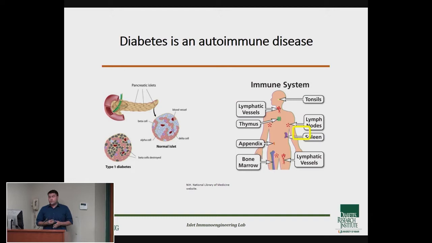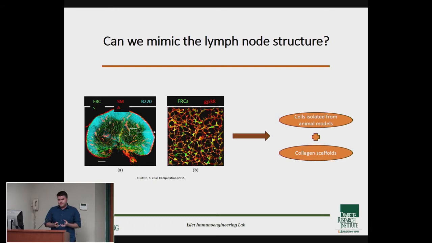The lymph node has a really standard structure, and inside it, there's a group of cells that form this network, or reticulum, called fibroblastic reticular cells. It has been shown that these cells are affected not only in type 1 diabetes, but also in other autoimmune diseases like rheumatoid arthritis. The issue with studying these cells, specifically in type 1 diabetes, is that we can't just take the pancreatic lymph node and study it without altering the cells a lot.